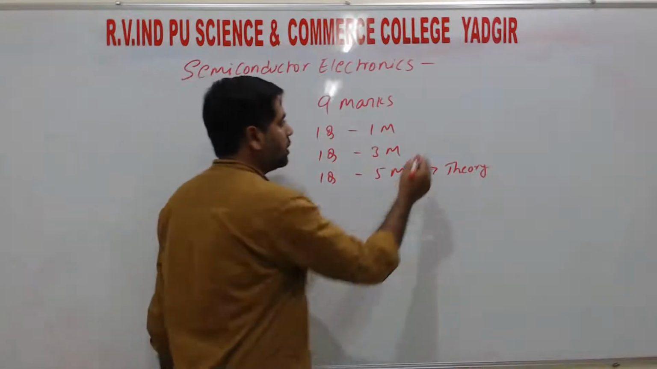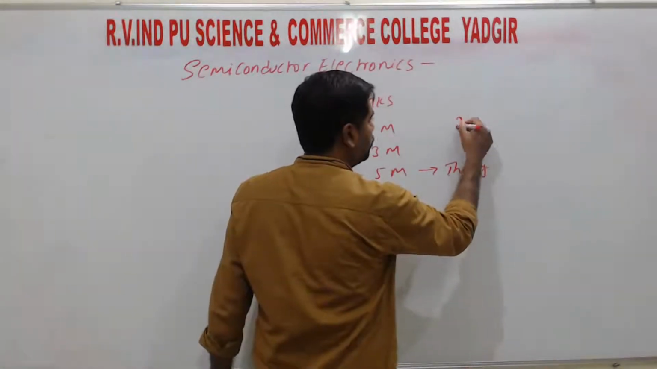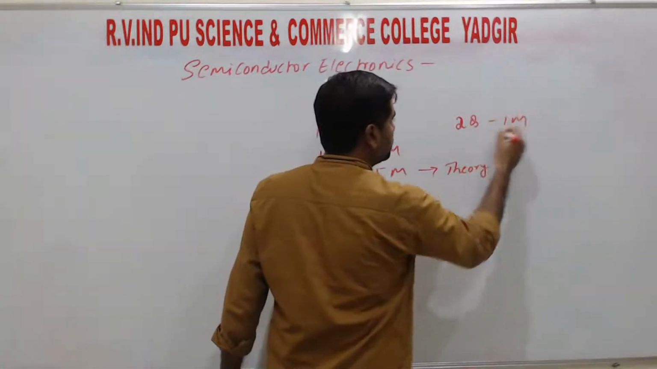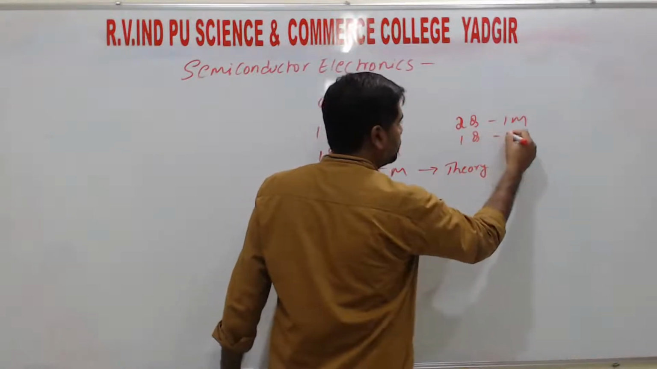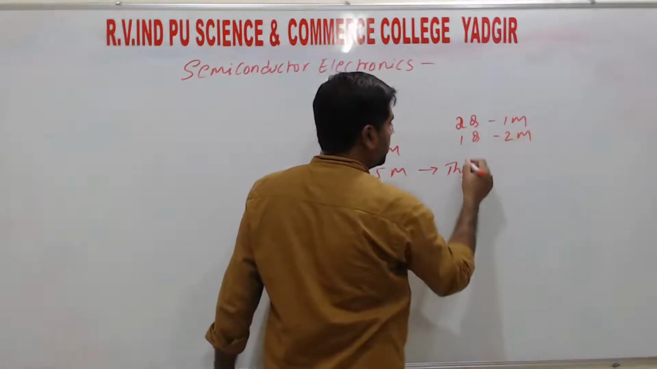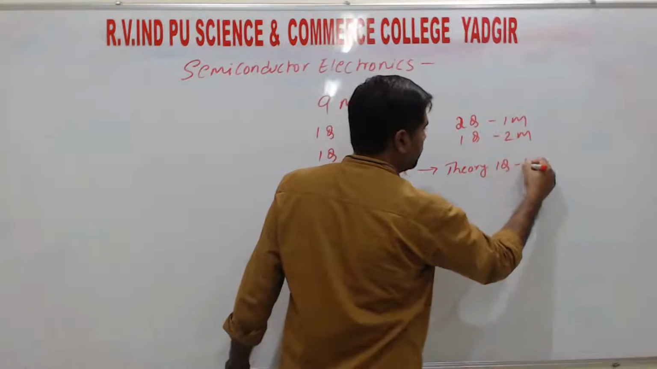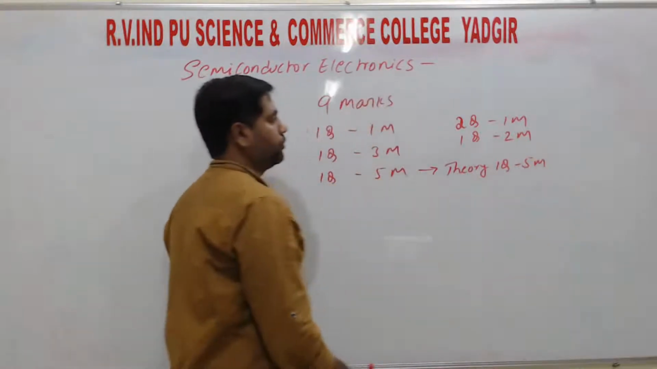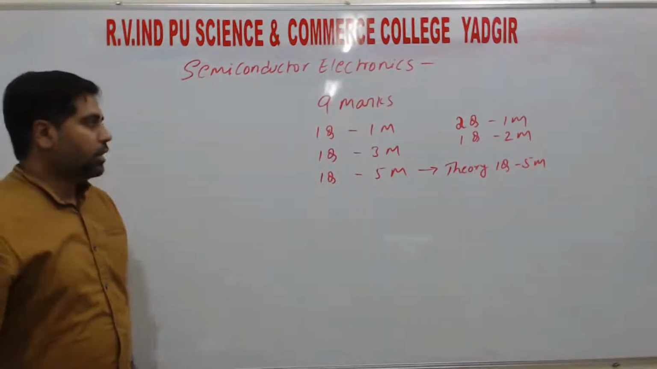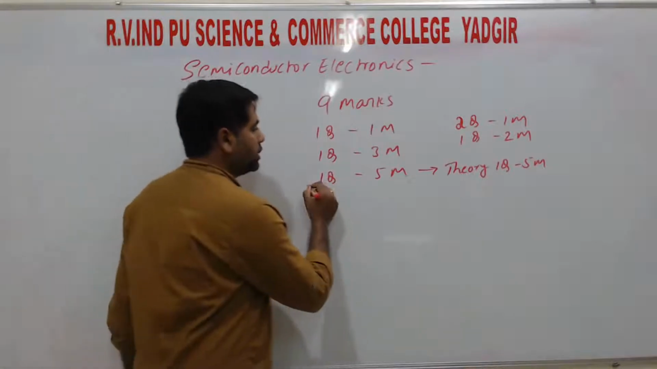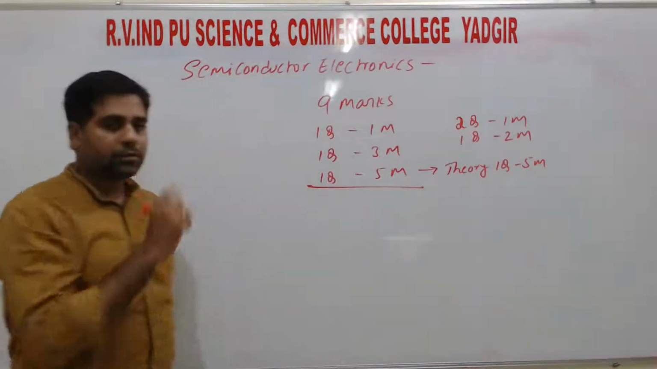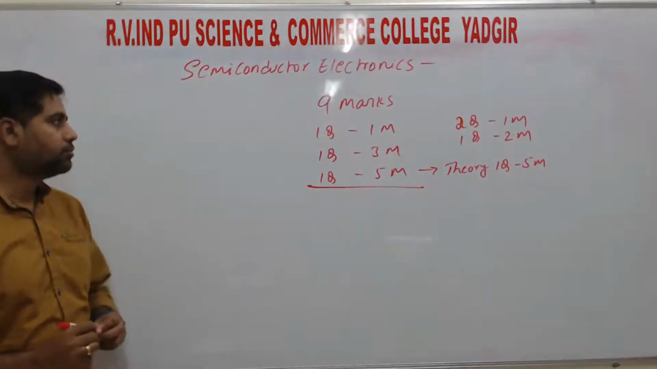If they ask two questions for 1 mark, one question for 2 marks, and one question for 5 marks. Right. So this is about the weightage of the chapter, 5 plus 3 plus 1.